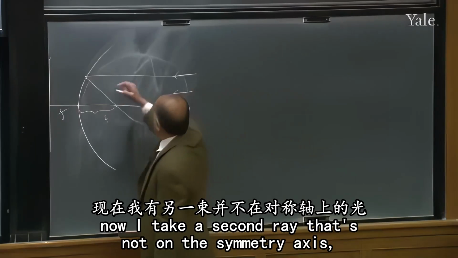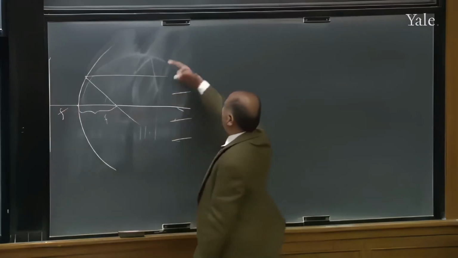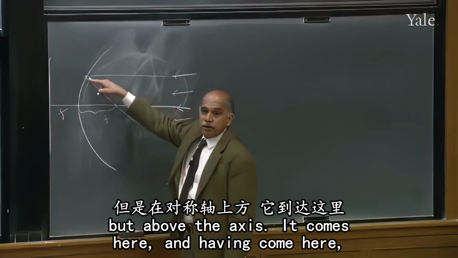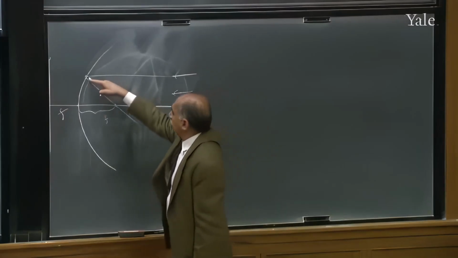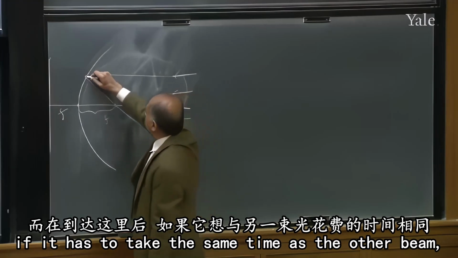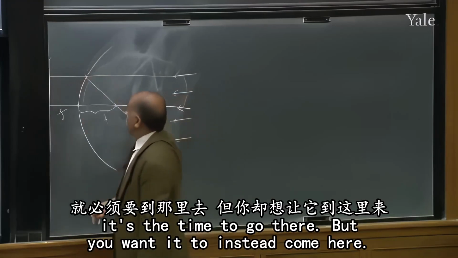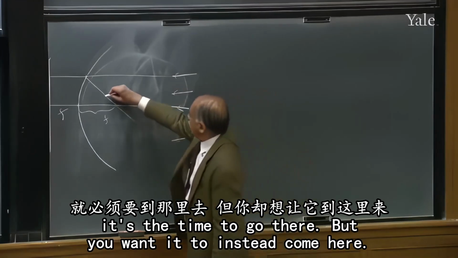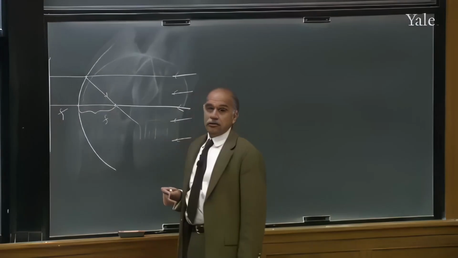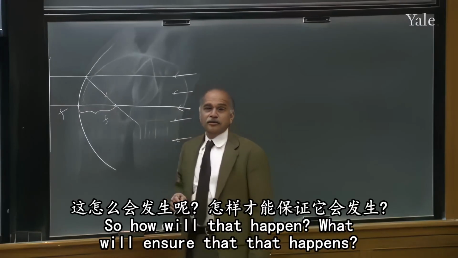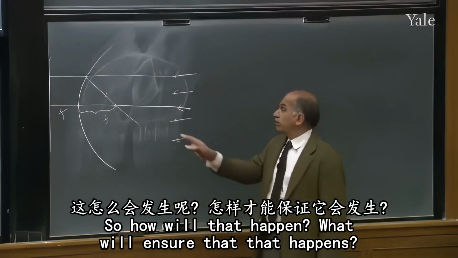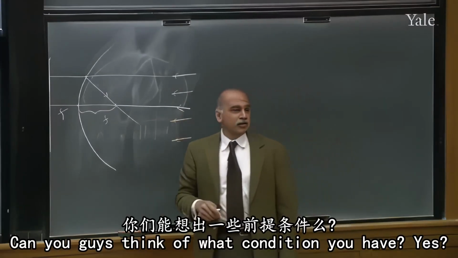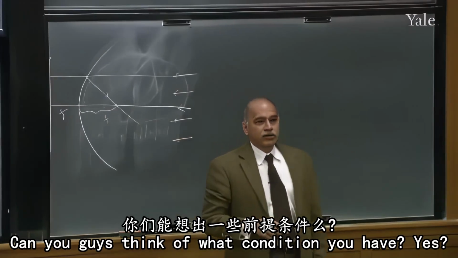Okay, now I take a second ray that's not on the symmetry axis, but above the axis. It comes here, and having come here, if it has to take the same time as the other beam, it's the time to go there. But you want it to instead come here. So how will that happen? What will ensure that that happens? Can you guys think of what condition you have?